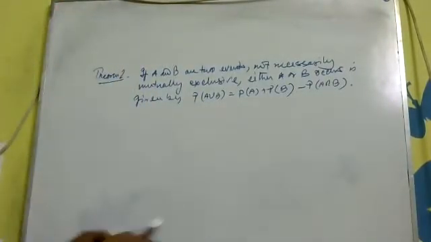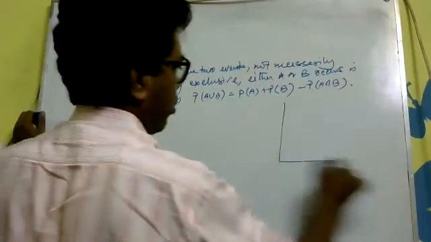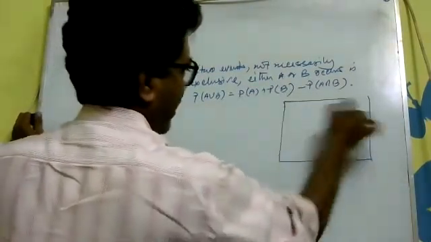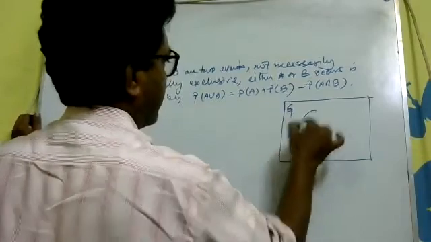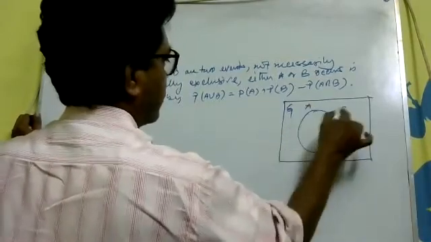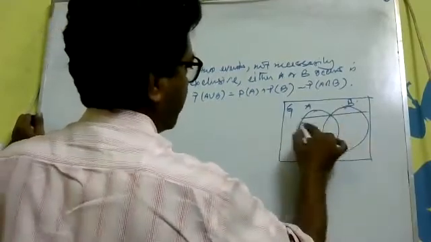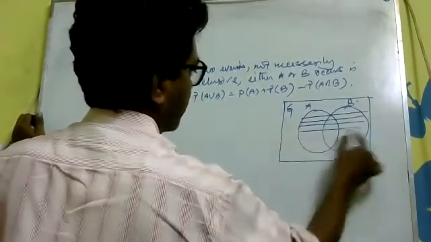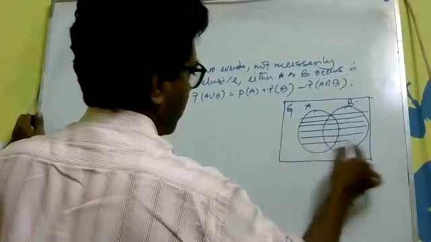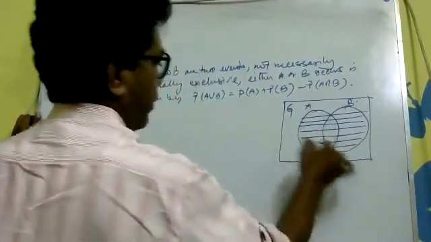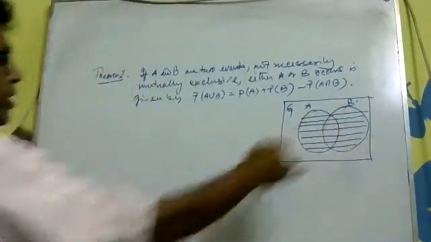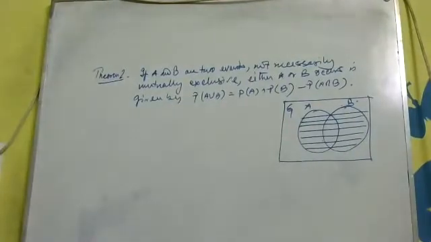So in that case, this is your diagram. That is your universal set, that is your set of A, and that is your set of B. Either A or B occurs means this whole thing: probability of A plus probability of B minus this intersection part, the common part. Clear?